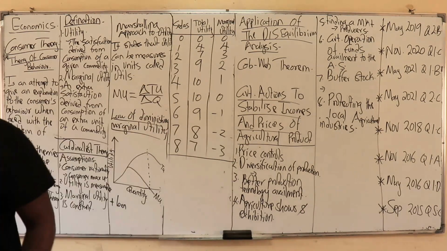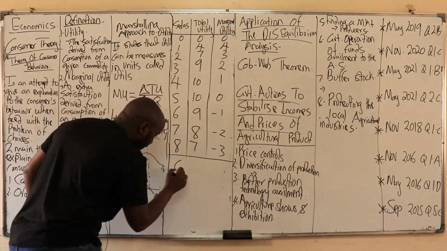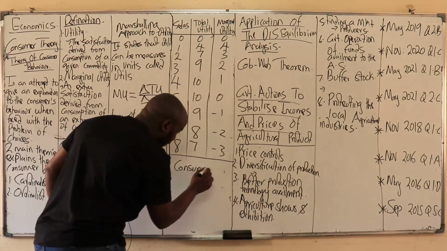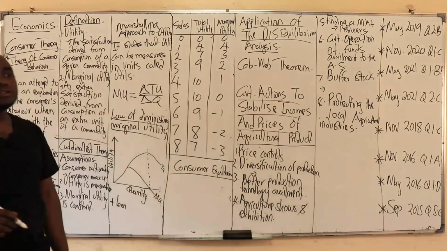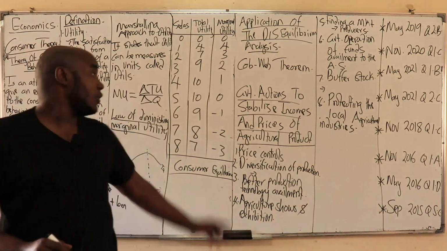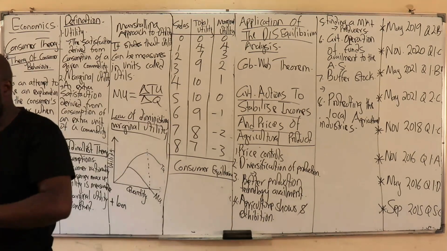Let's talk about the consumer equilibrium. This point, consumer equilibrium. And when you're talking about the issue to do with, oh, are we done with this table? Yes, let it be done.